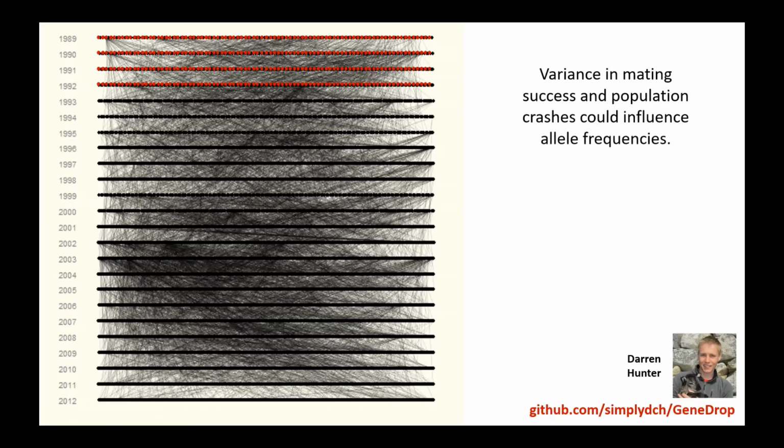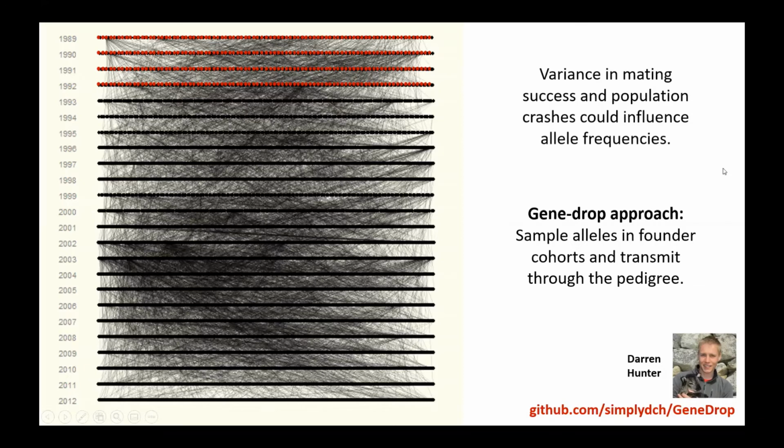We actually have a lot of variance in mating success, and we also have periodic population crashes, and this can actually influence allele frequencies and how they change over time. So in order to bypass this, we used a gene drop approach using an R package that was developed by Darren Hunter. We sample alleles in the founder cohorts, and then we allow them to transmit through the pedigree, sampling them 50-50 from the parents. This allows us to get a null distribution of how allele frequencies will change purely under drift.